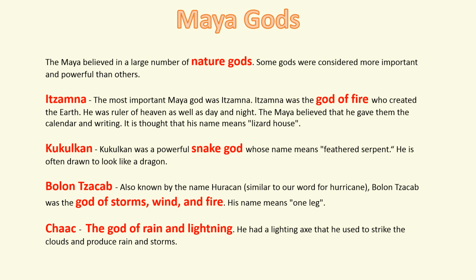The Bonan Chakab, these names are a bit tricky, so don't worry if you don't get them correct. Also known by the name Huracan, similar to our word for hurricane, and who was a god of storms, wind and fire, and his name means one leg. And Chak the god of rain and lightning. He had a lightning axe that he used to strike the clouds and produce rains and storms. So this was their beliefs. They had four main gods. Pause and read this to yourselves.